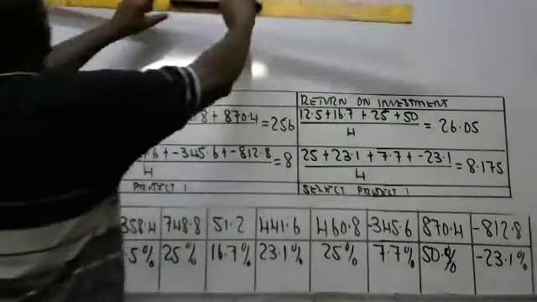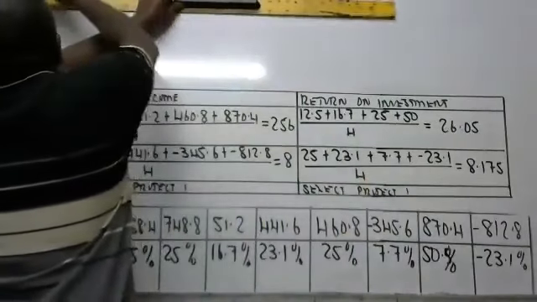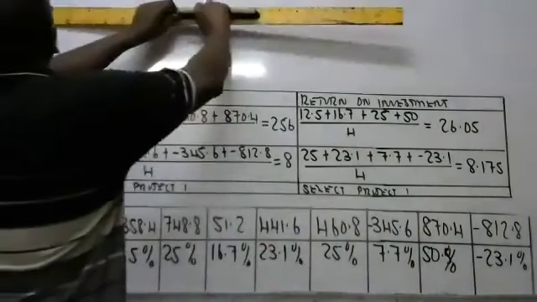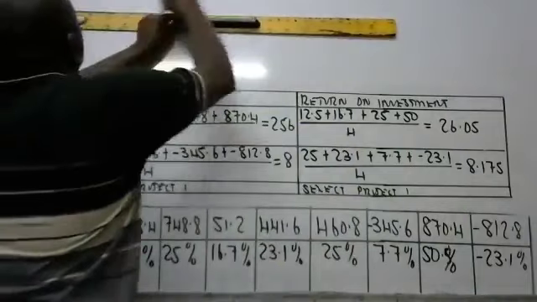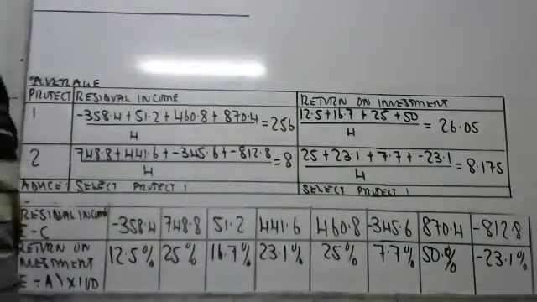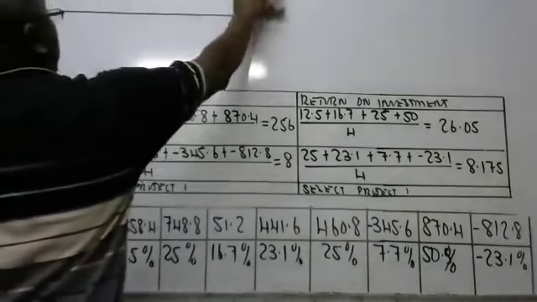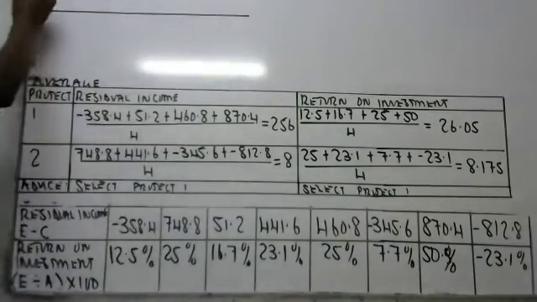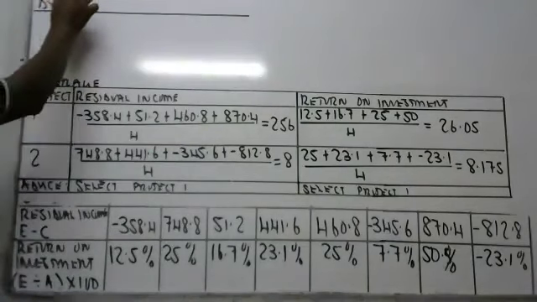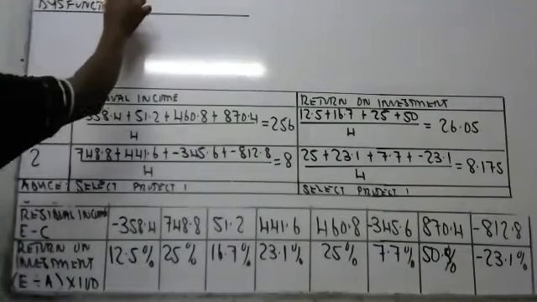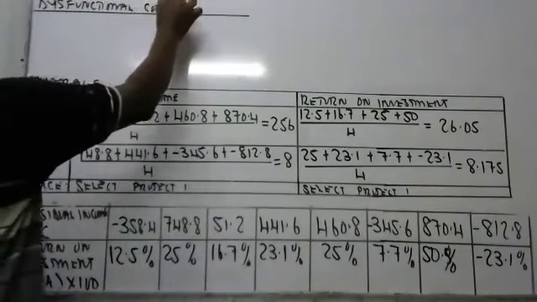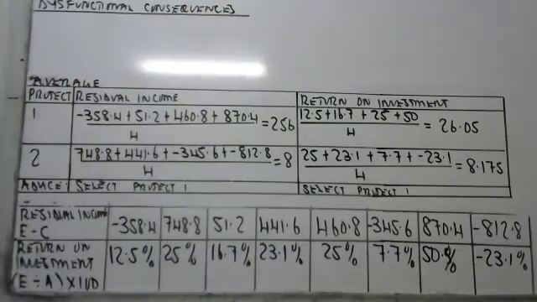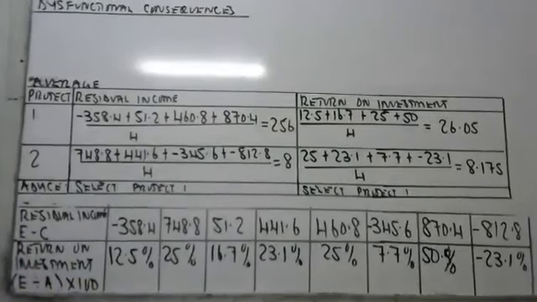When you're dealing with these performance measurements, there is something we call dysfunctional consequences.